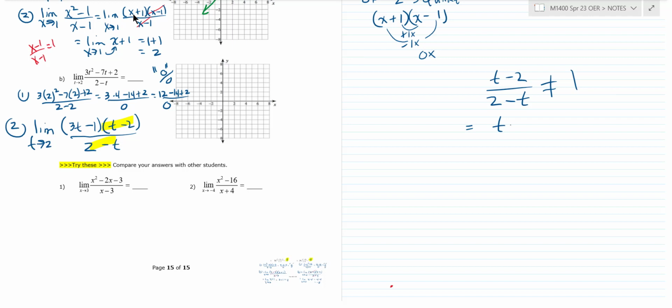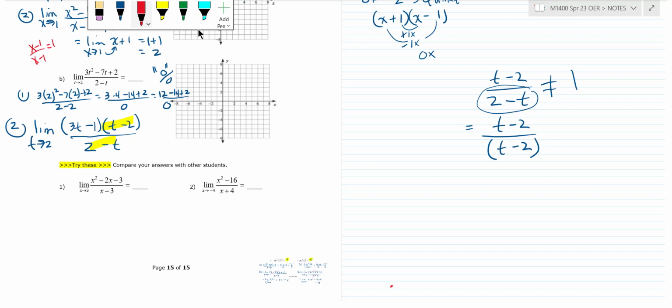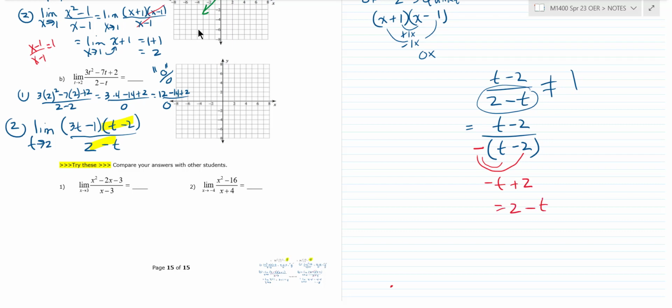So I could leave the t minus 2 alone, and I could turn this one around, but I have to keep from changing the problem. If I just turn it around, now it is 1, okay? But I need to put a negative there to keep from changing the problem. Convince yourself of why that's right. If you distribute that, that would be a negative t, and a negative negative 2 is a positive 2, and that is the same thing as 2 minus t. So that's one approach you can do.